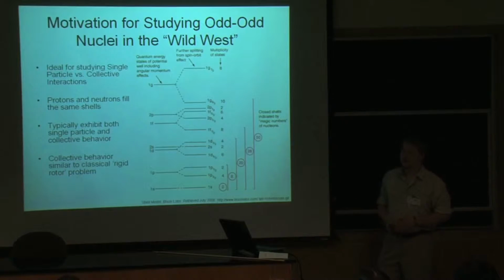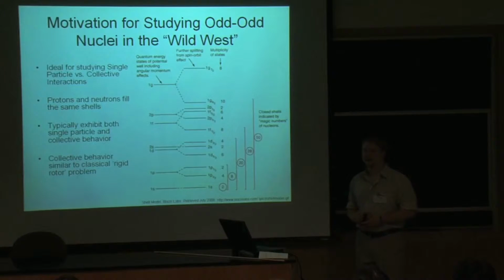These particles are ideal for studying single particle behavior versus collective particle behavior. What that means is, is the angular momentum of the nuclei mostly due to these two particles, or the entire structure of the nuclei? Are they acting together or separate from each other?